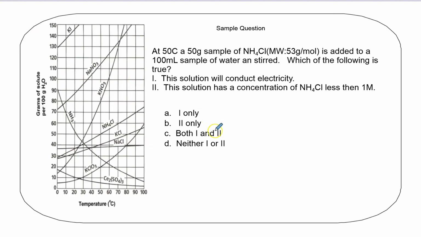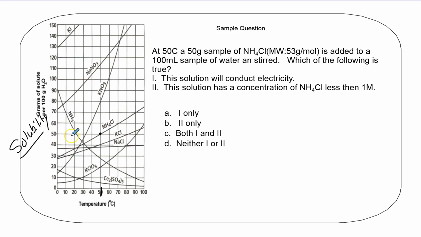All right, now here's a sample question. At 50 degrees Celsius, a 50 gram sample of ammonium chloride is added to a 100 milliliter sample of water and stirred. So this is a really important graph here. We call this a solubility curve. It's something that you should be able to look at and judge and figure out. Any real graph like this you should be able to look at. But this is saying at 50 degrees Celsius, ammonium chloride can dissolve 50 grams of stuff.